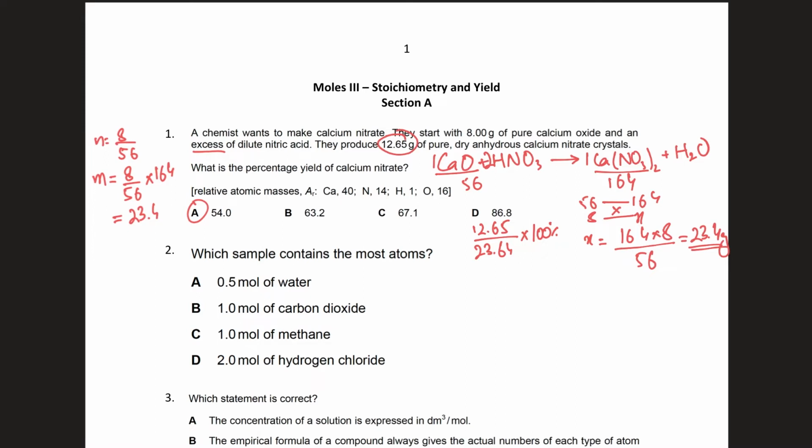Alright, which sample contains the most atoms? Again, the question is pretty straightforward. We need to figure out the atoms, but for that, let's try to write the formulas. So H2O, CO2, CH4, and HCl. Now, how many atoms do they have in one molecule? This one has 3, this one has 3, this one has 5, and this one has 2.